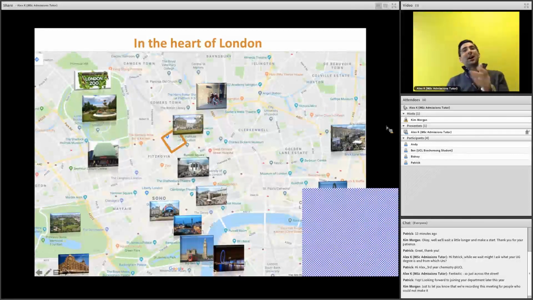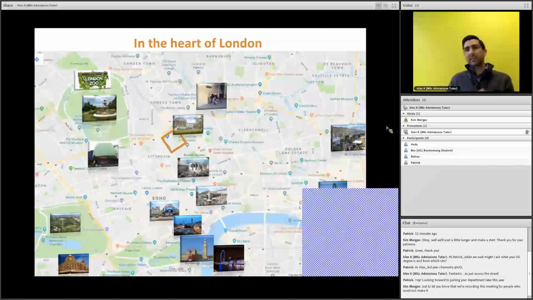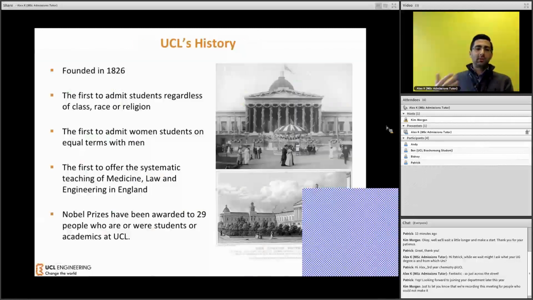Anyway, so UCL's history. UCL was founded in 1826. It was the first university to admit students regardless of class, race, or religion. It was the first to admit female students on equal terms with men. And these are founding principles that resonate and are very true today. So UCL is all about inclusivity, acceptance, and welcoming.